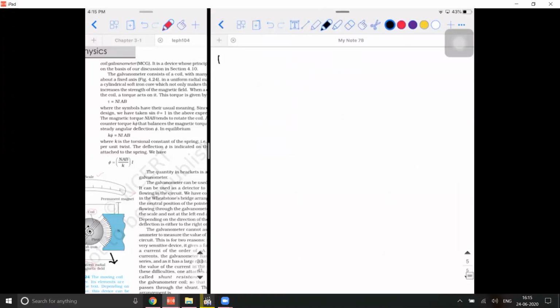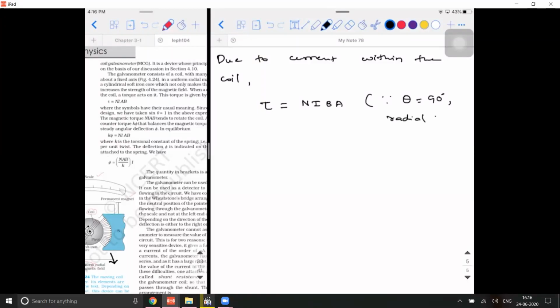Due to current within the coil, what is the torque produced in it? What is the torque experienced by the current carrying loop? You already know the answer: NIAB sine theta. But here, what is the value of theta due to the radial magnetic field? 90. So I write it as NIBA, since theta is equal to 90 degrees and the hint is radial magnetic field.